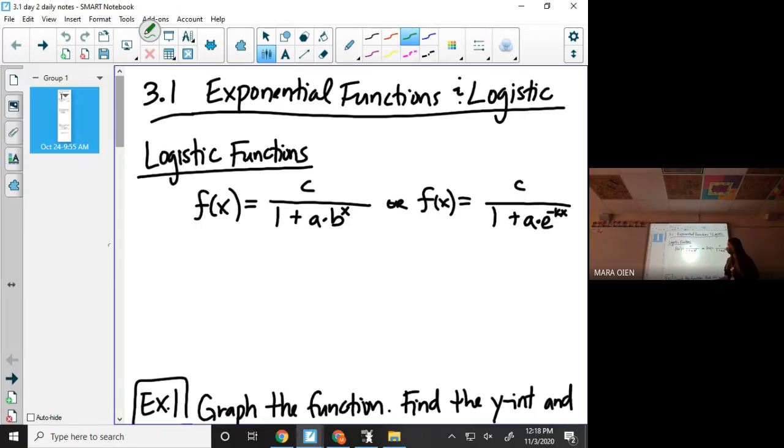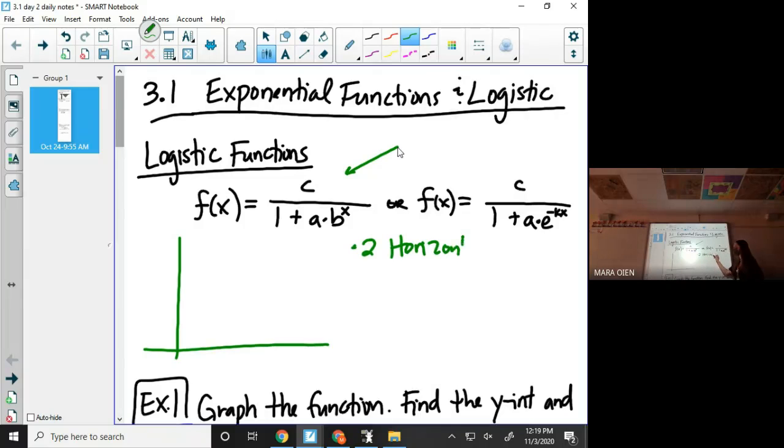So a logistic function, here's our two basic logistic functions. We typically use this one. We are using these only for logistic growth functions. So you don't have to worry if there's ever a logistic decay. But a logistic function is going to have two asymptotes, two horizontal asymptotes, I should say. And I'm going to draw a graph of it right here. So it'll have two horizontal asymptotes.